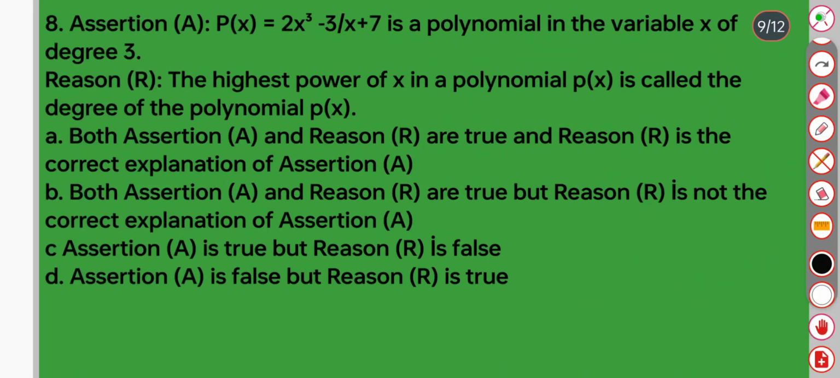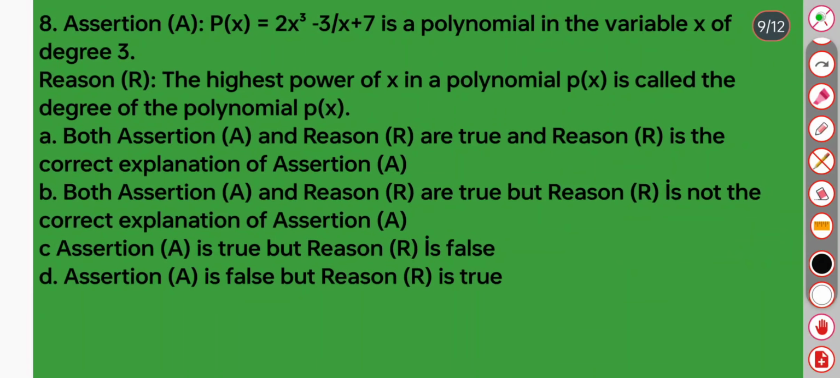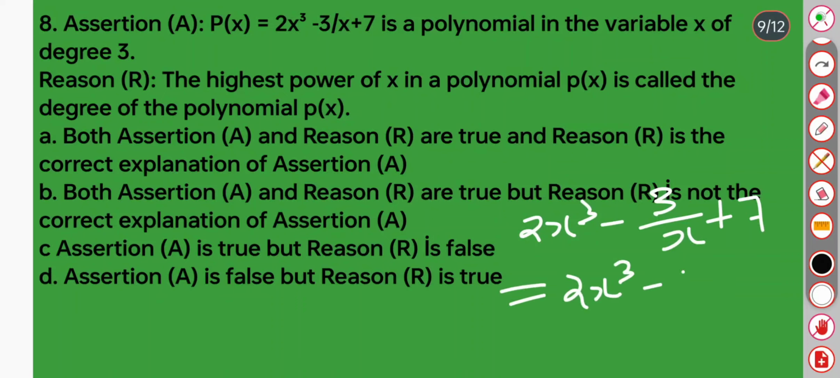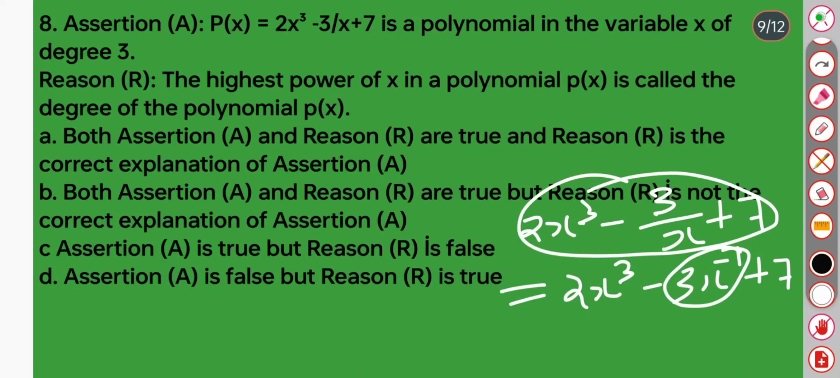Similarly, if you see the next question, question number 8, see what is given. Assertion: px equal to 2x cube minus 3 by x plus 7 is a polynomial in the variable x of degree 3. Now if you solve this, what you will get? 2x cube minus 3x to the power minus 1 plus 7. So in a polynomial, if you know, power cannot be negative. That means the given px is not a polynomial. That means our assertion is wrong.